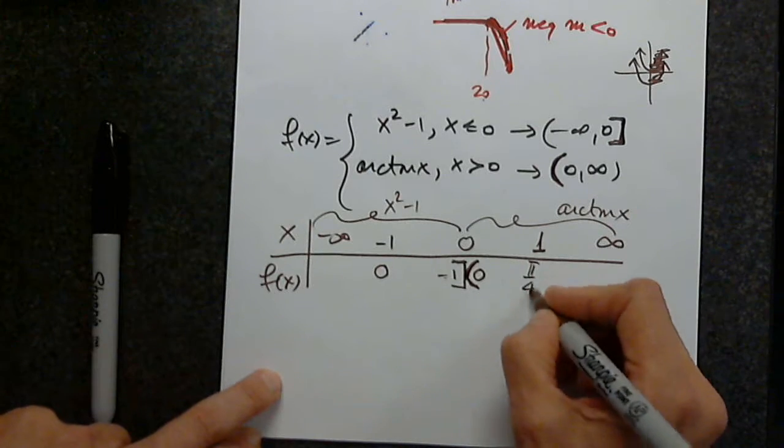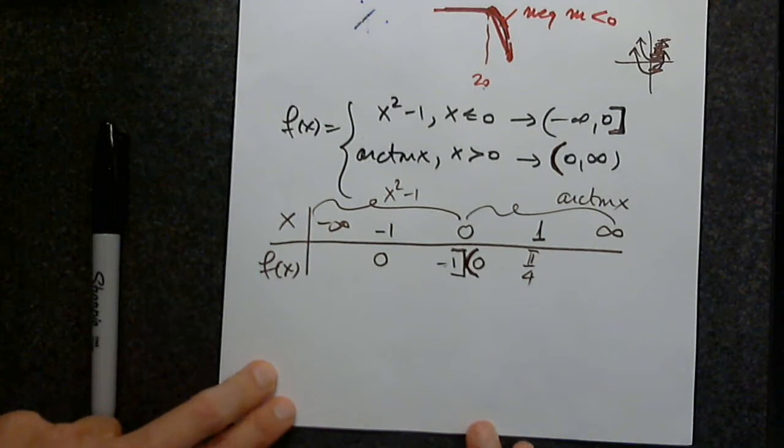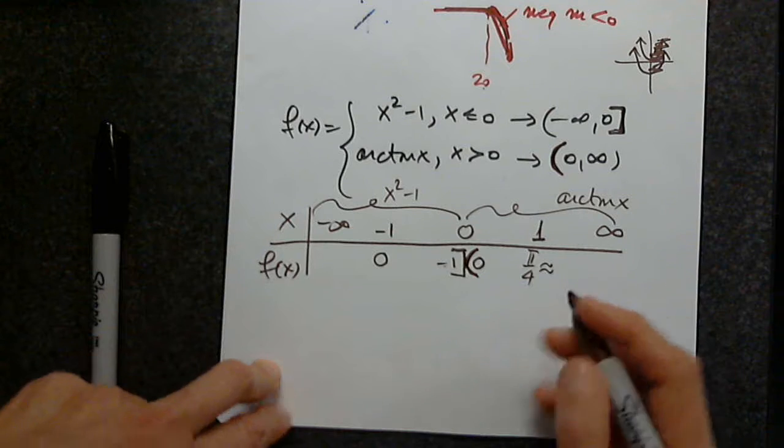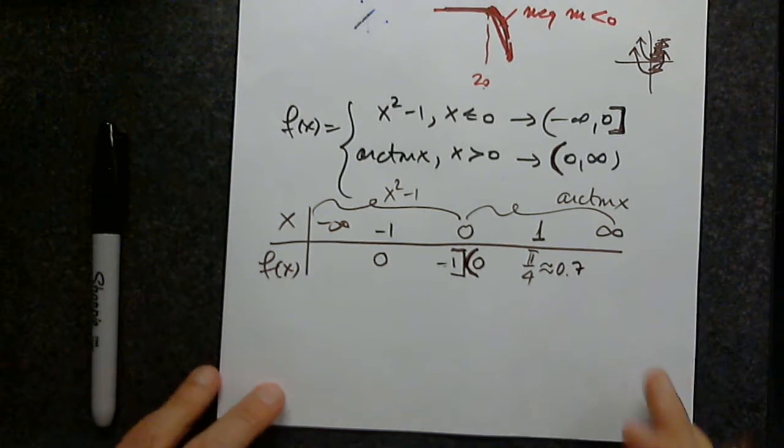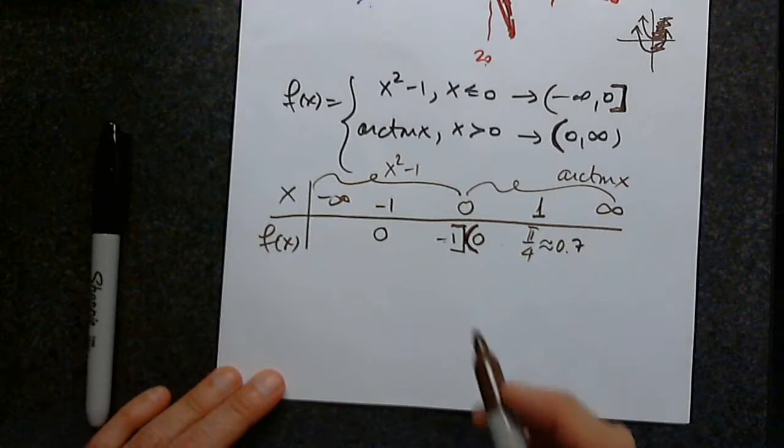Pi over 4. Yes, you can approximate this. You take your calculator, if that's what you want. I'm not going to plot that exactly because I can't anyway. So I divide 3.14 by 4. Right, 0.7, exactly. So this is approximately 0.7. Good, and now I'm ready to graph this function.